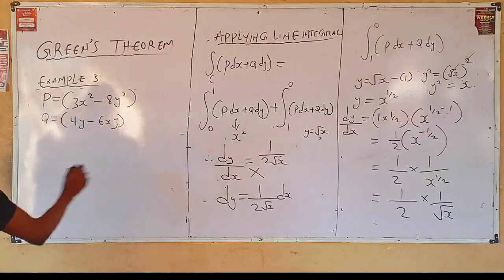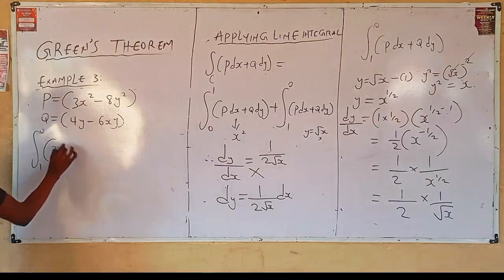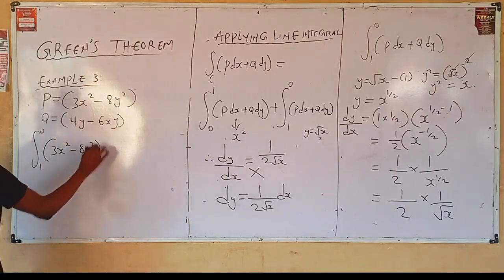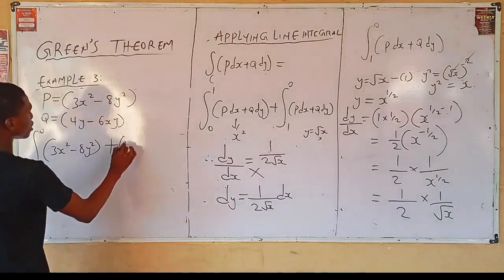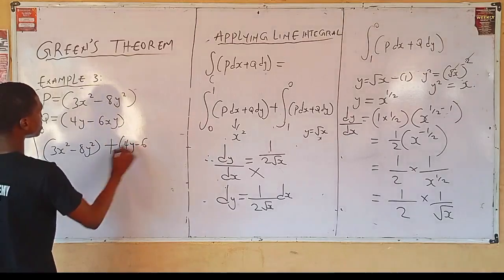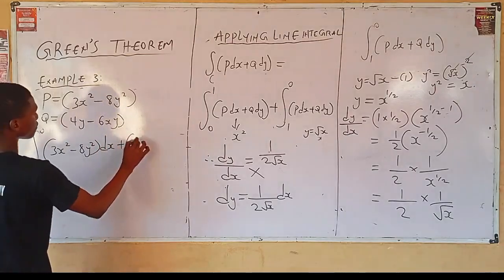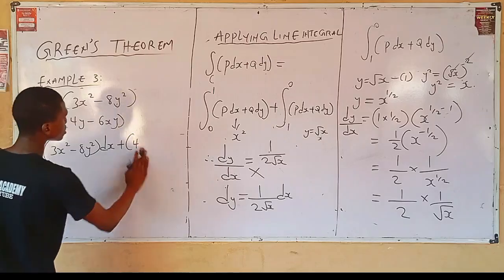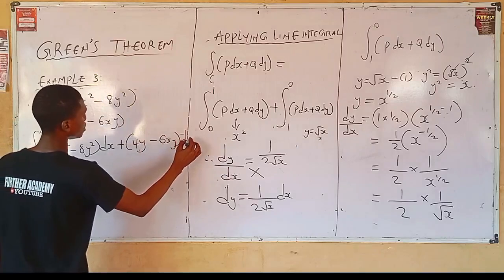Substitute all the terms into your line integral formula, meaning integral 0 to 1, all into bracket, what's your P? 3x squared minus 8y squared, plus Q, this is your Q, right? 4y minus 6xy, dy.